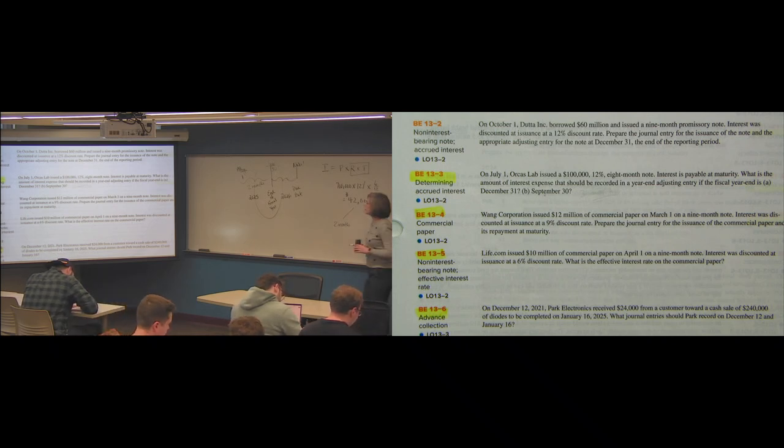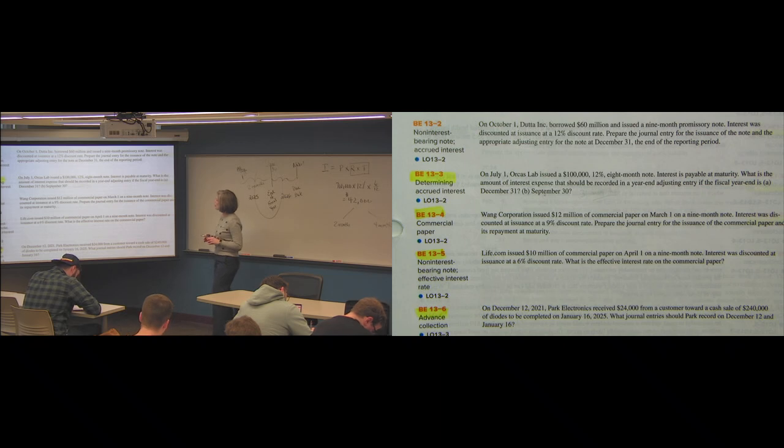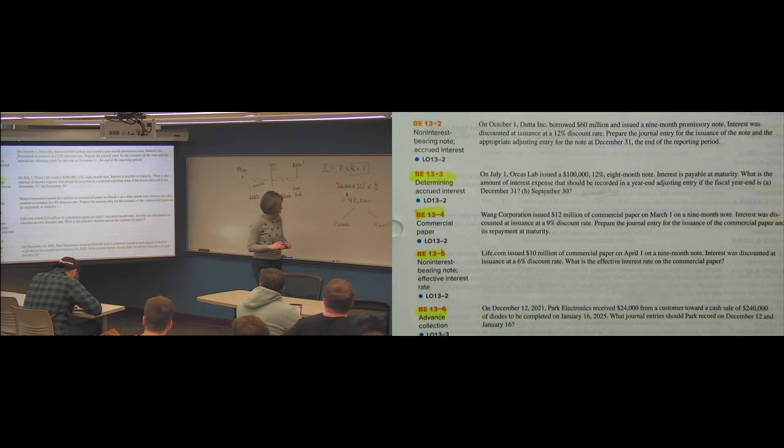Okay. It says, on July 1st, Orcus Lab issued a $100,000, 12%, 8-month note. Interest is payable at maturity. What is the amount of interest expense that should be recorded in a year-end adjusting entry if the fiscal year is December 31st? First, let's do that one. There's an A and a B here. So assuming that the fiscal year ends December 31st, that's part A.